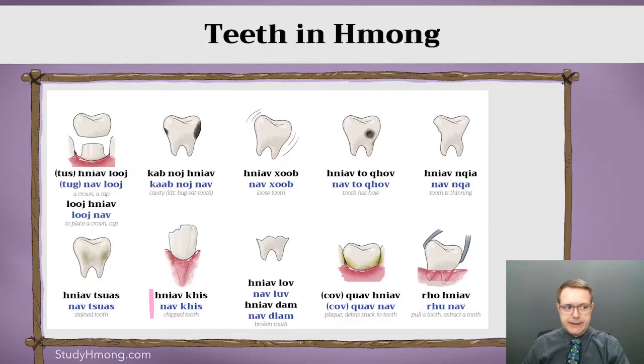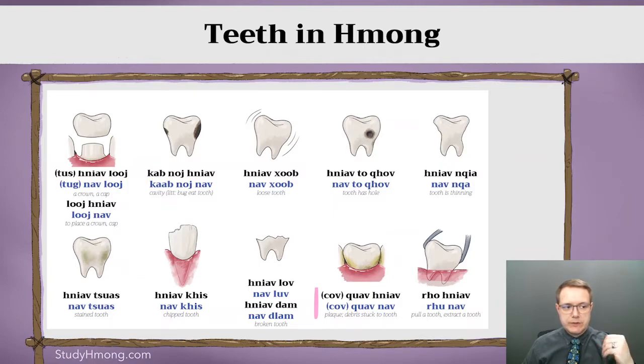For a tooth that is broken, a couple of terms. nia lo, or Green Hmong, na lu, or you could say nia da, or na tla. For debris in the tooth, this image shows a mild debris, but it could be anything stuck in the tooth.